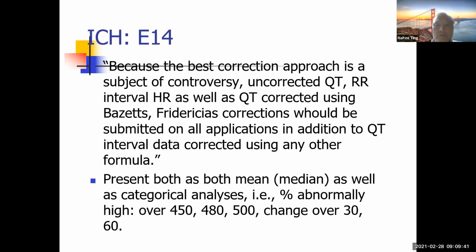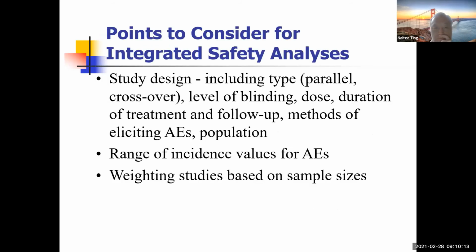Because the best correction approach is subject to controversy, uncorrected QT, uncorrected RR interval, and HR, as well as QT corrected using different formulas, will be submitted in all applications, presented both as mean, median, and categories. Categories help the physician understand how many patients are exceeding these values.